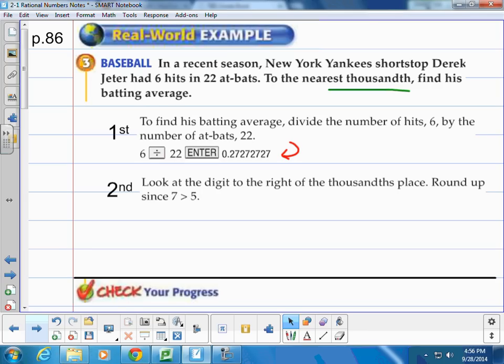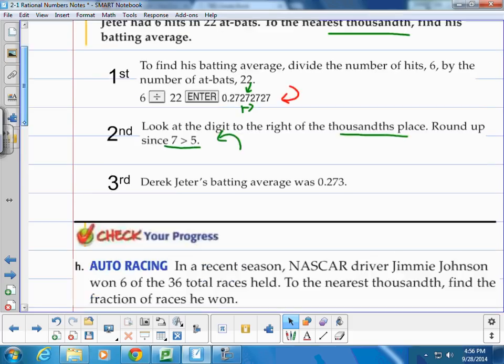Because we're rounding to the thousandths place, you're going to look to the place to the right of that. So here's the thousandths. So I look 1 over at 7. Since 7 is greater than 5, I round up. And that 2 should become a 3. And his batting average was 273 thousandths.